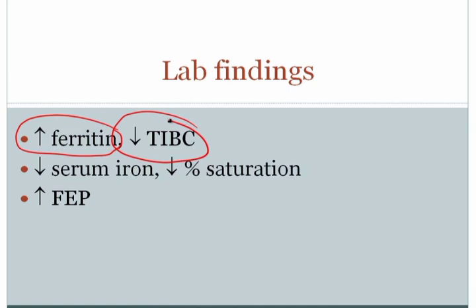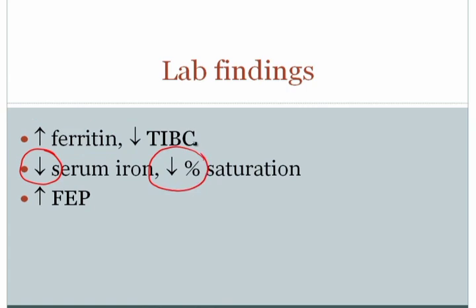Another important feature or finding will be that the serum iron will be used. If the bone marrow cannot use the iron in the macrophages, it will begin to take the iron from the serum. And when it takes the iron from the serum, iron will go down, and at the same time, percent saturation will also go down. So the serum iron will go down, and the percent saturation will go down.